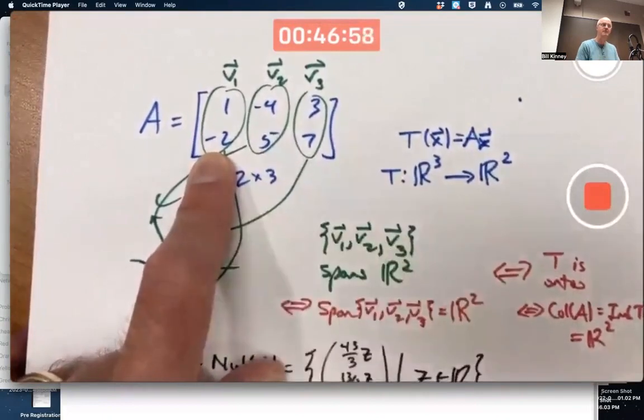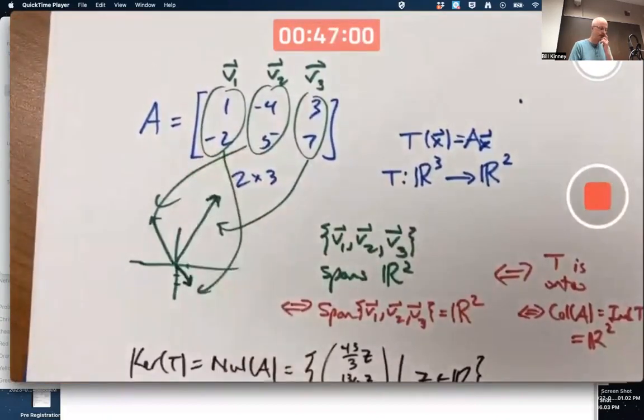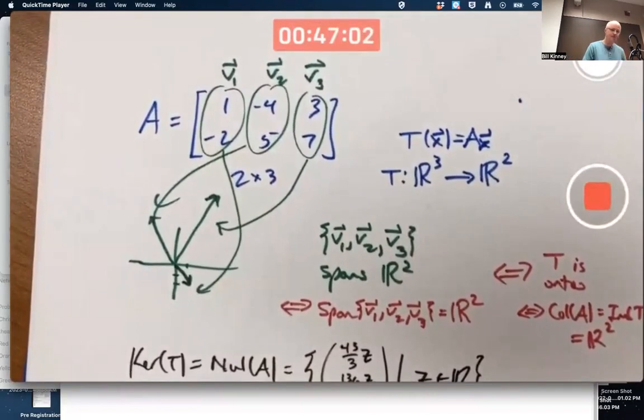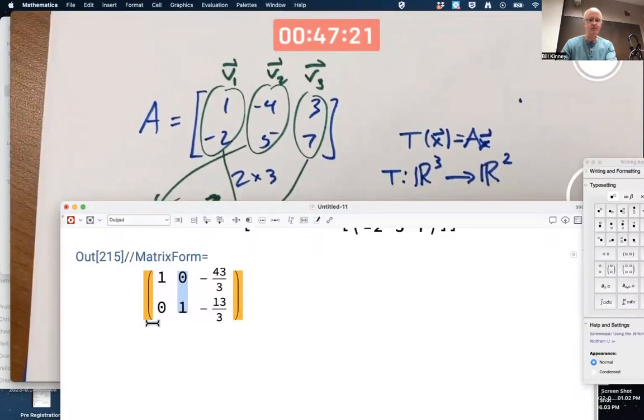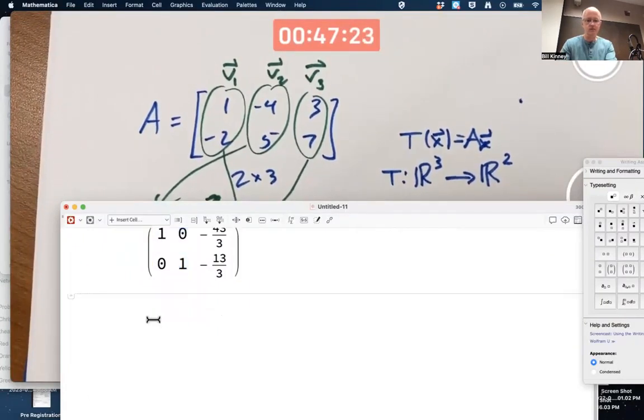Question? So if we have a linearly independent set of vectors, what would the REF look like? Would it just be diagonal, just the identity matrix? If it was a square matrix and your columns were linearly independent, if you go to REF, it would be the identity matrix. You're right. Yeah, well, in this case, you have three vectors and a two-dimensional codomain.